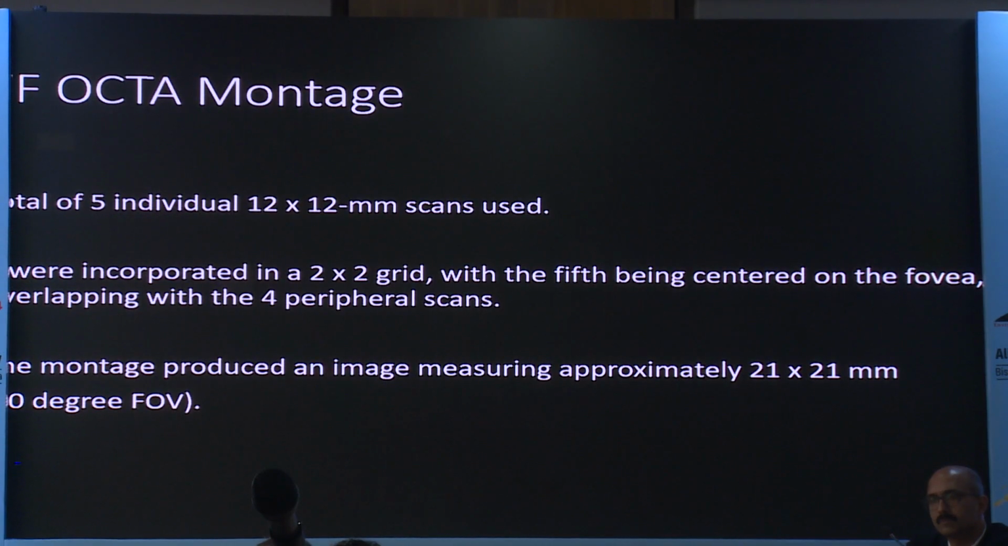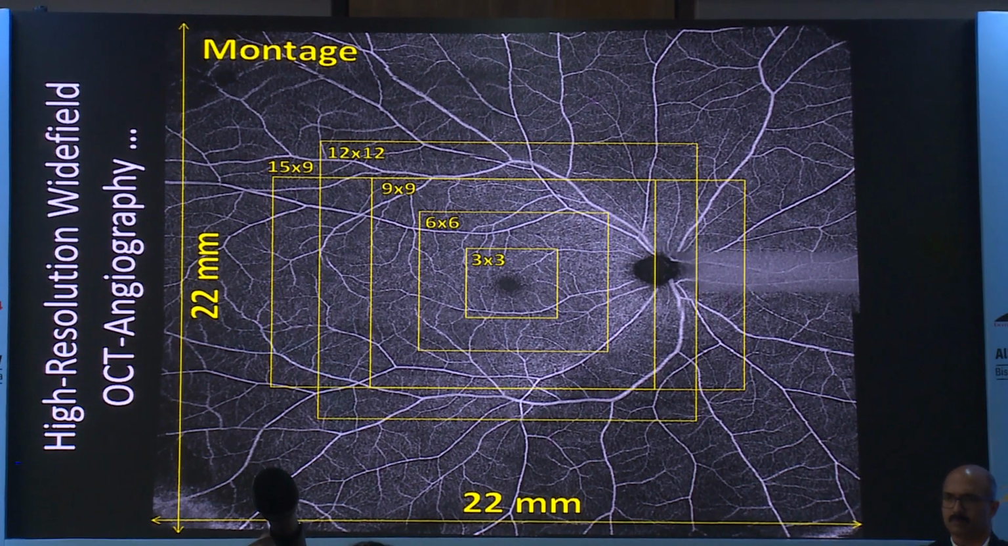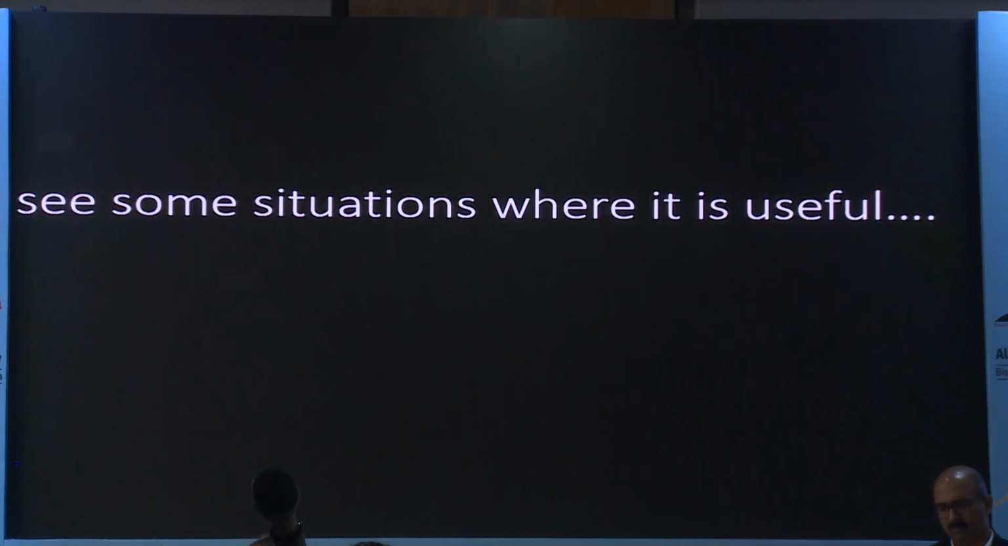But the wow factor is the montage. So this is 5 scans, each of them 12 into 12. So 4 peripheral scans are incorporated, and you have a center one at the fovea. Together you get, I think, a little more than 100 degrees. So this is where you get 22 millimeters by 22, a very wide field view of the retina with this montage. So let's go into interesting situations.